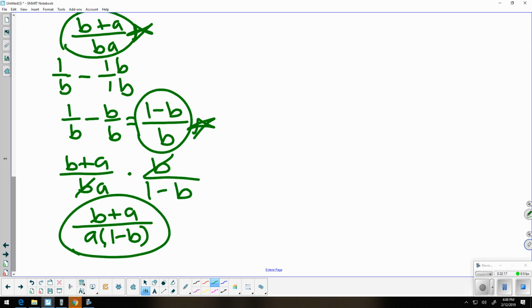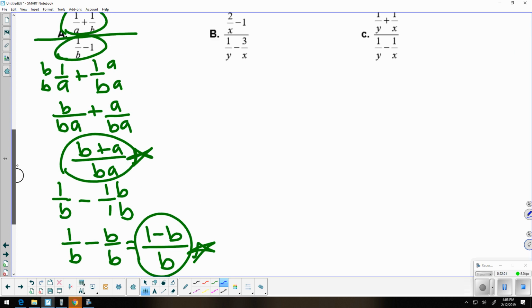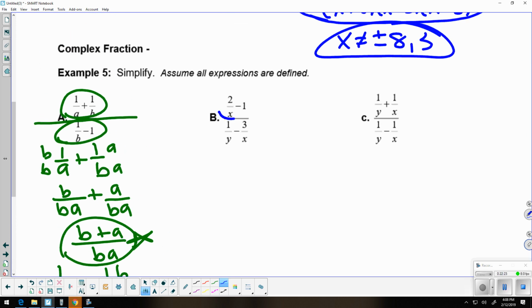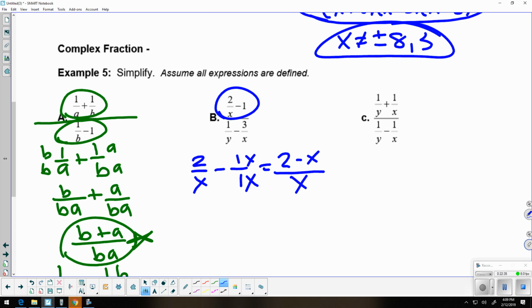All right, same thing for the next one. Break this up basically into 3 problems altogether. So I'm going to deal with my numerator. So 2 over x minus 1 over 1. Get your common denominator. So second one needs an x in it. So this would just be 2 minus 1x over x. Okay, there's my numerator.